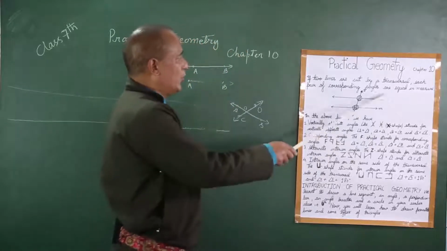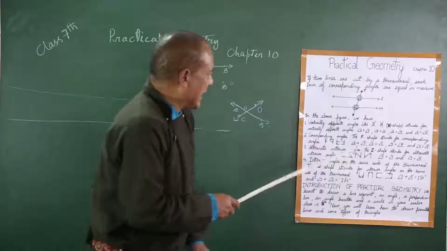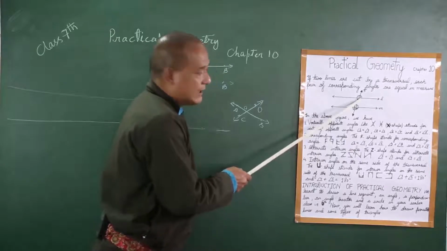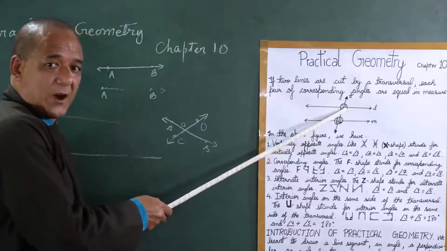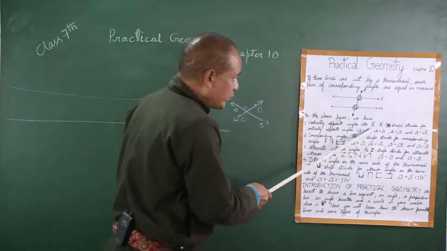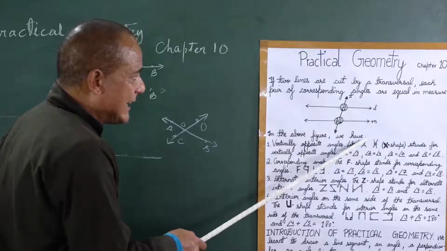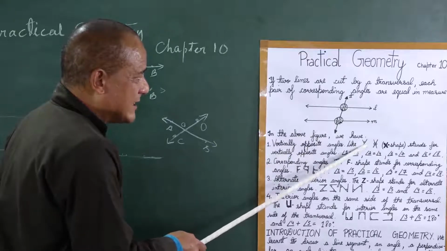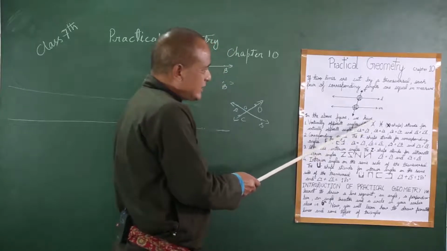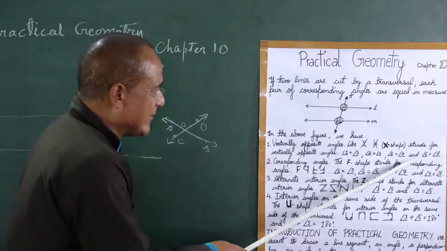Now, if you look at this figure, what do we have here? We have angle 1 equal to angle 3, because they are vertically opposite angles. Then angle 2 is equal to angle 4, because they are again vertically opposite angles, the corners of this X. There are two corners in this X, so these two corners which are opposite to each other are vertically opposite angles. Then you have 5 and 7, 6 and 8.